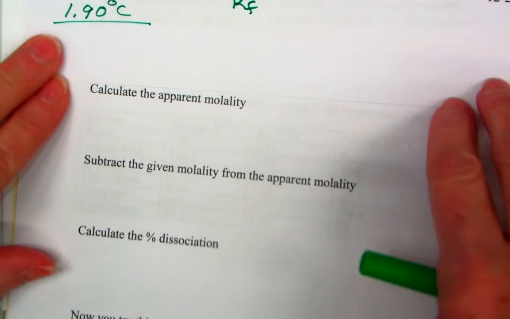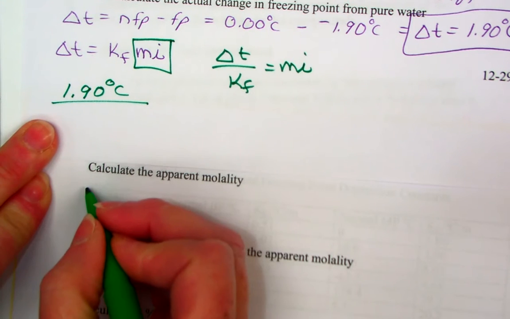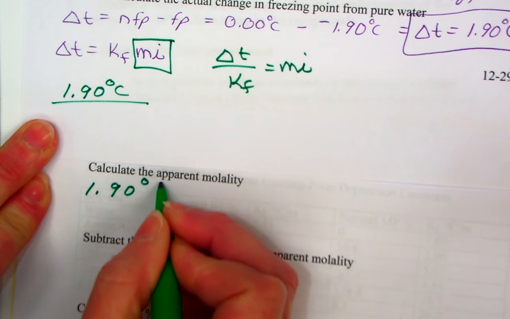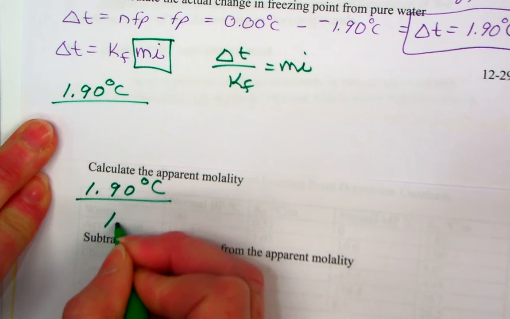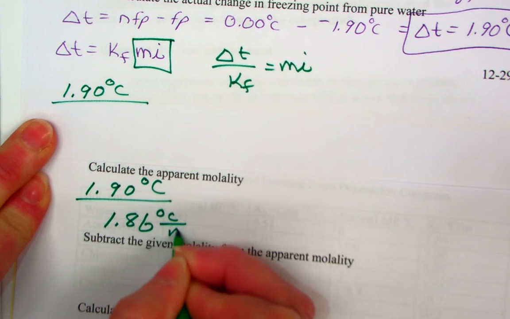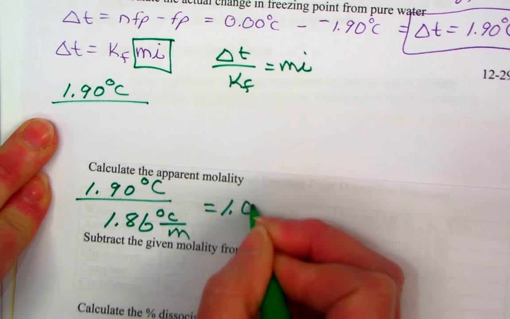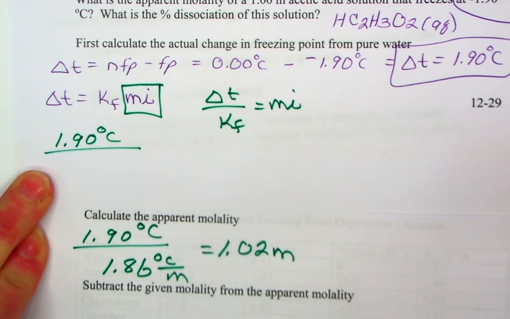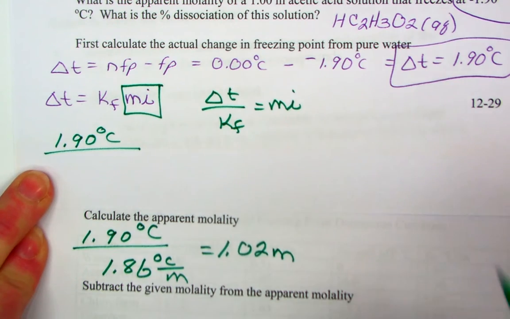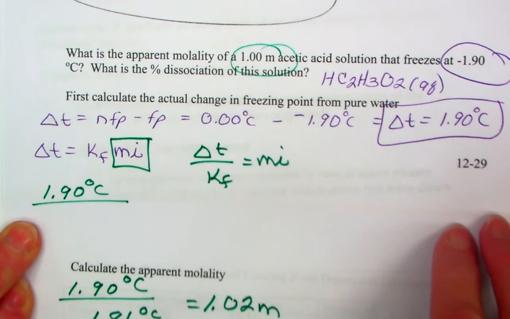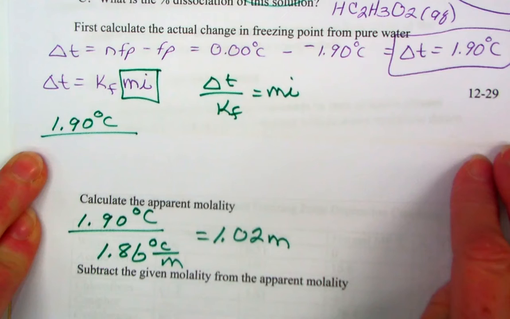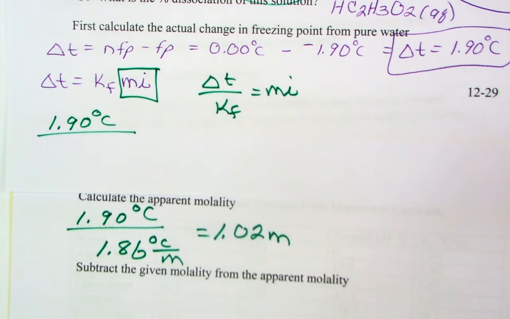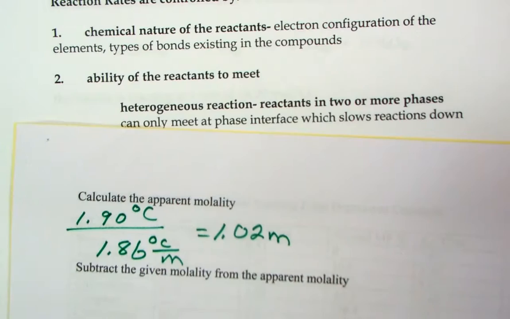So calculate the apparent molality. 1.90 degrees Celsius divided by 1.86 degrees C per molal is equal to 1.02 molal. Now, the information for this problem said that it was actually a 1.00 molal solution, but I'm seeing that it acts as though it's 1.02 molal. So this gives us 0.02 molal of extra particles.